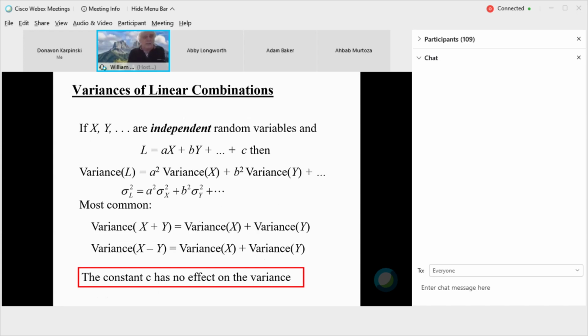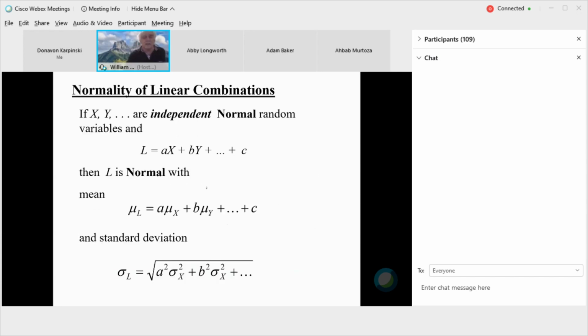Variances. If the random variables are independent (if they are not independent, it's a much more complicated formula, which we won't go into), the variance of L is a squared times the variance of x plus b squared times the variance of y, and so on. The c has no effect on the variance. Normality is preserved. If the individual random variables are normal, the linear combination is normal. There's the formula for its mean. There's the formula for its standard deviation.